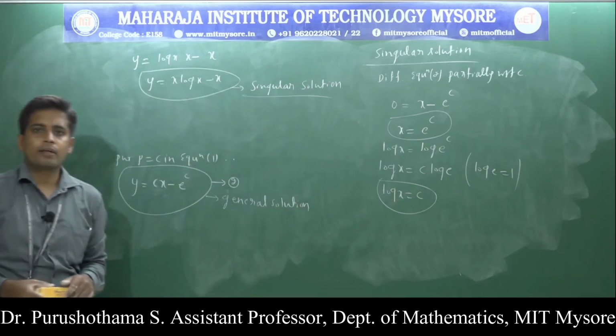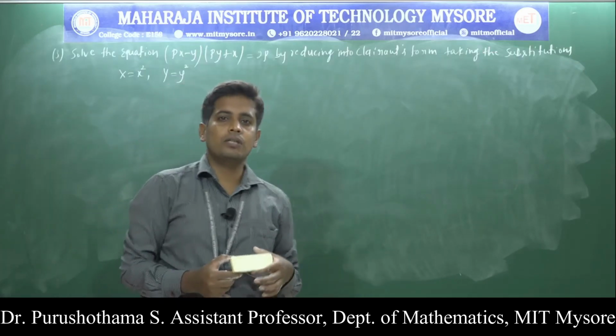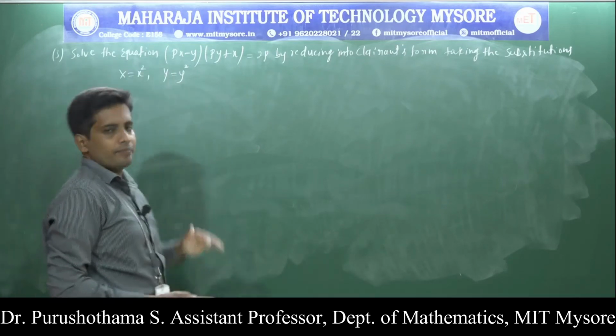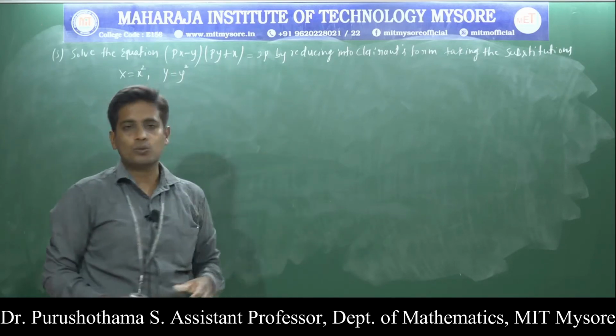Singular solution of the given equation. Now, I am going to solve the next question in Clairaut's equation. The question is, solve the equation (px - y)(py + x) = 2p.